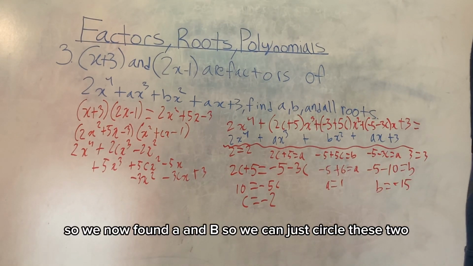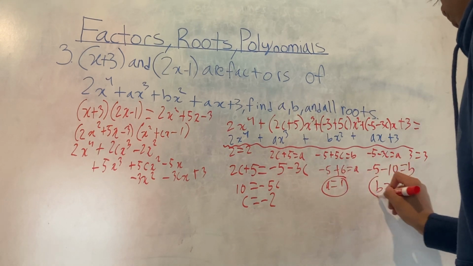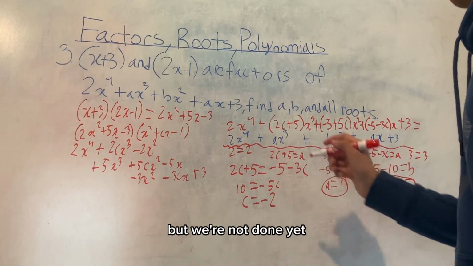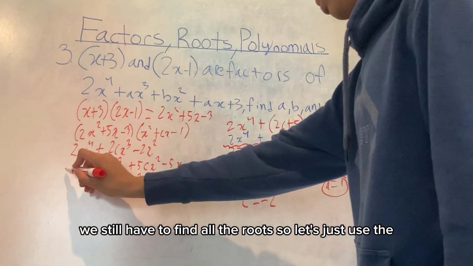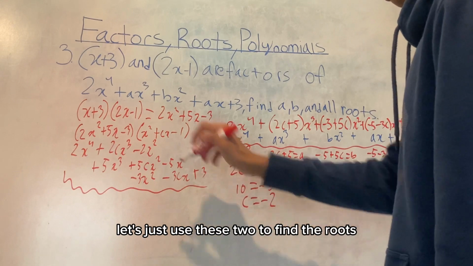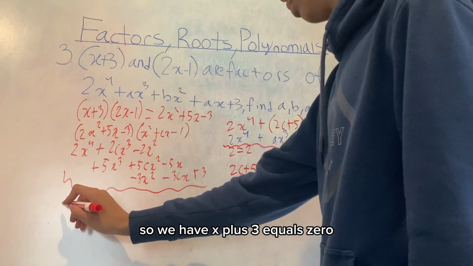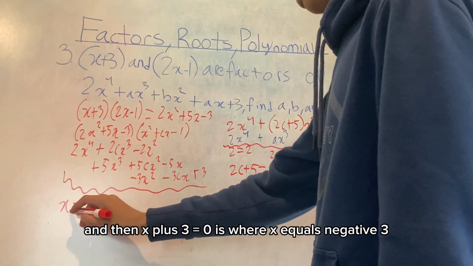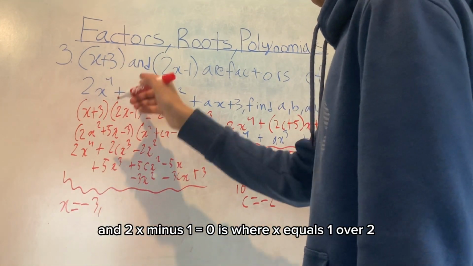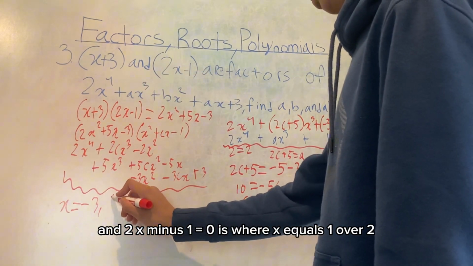So we now found a and b, so we can just circle these two. But we're not done yet. We still have to find all the roots. So let's use these two factors to find the roots. We have x plus 3 equals 0, where x equals negative 3, and 2x minus 1 equals 0, where x equals 1 over 2.